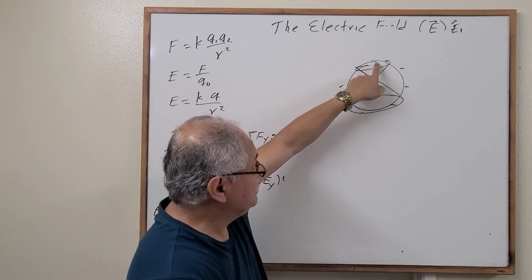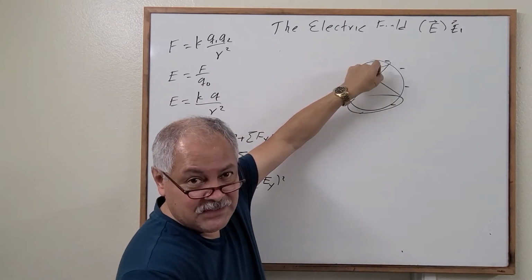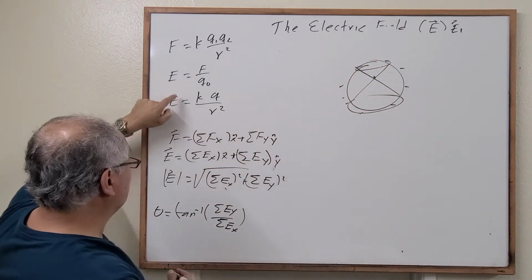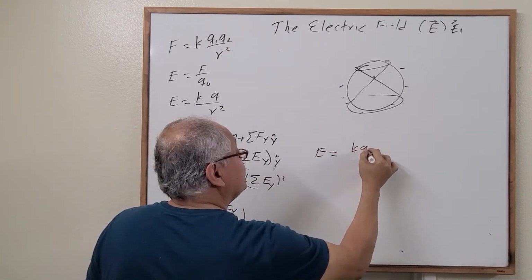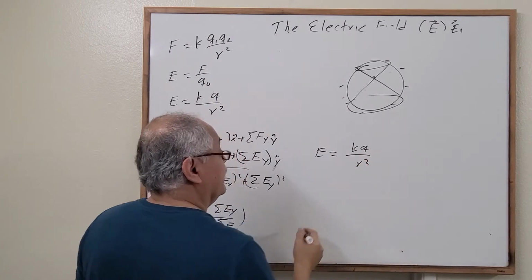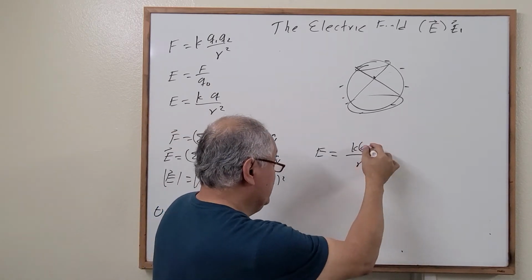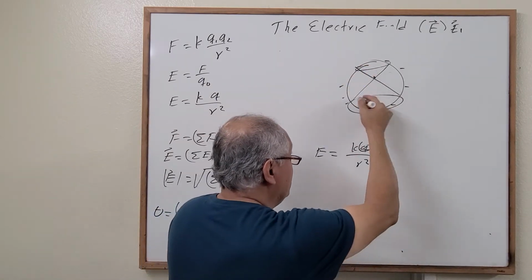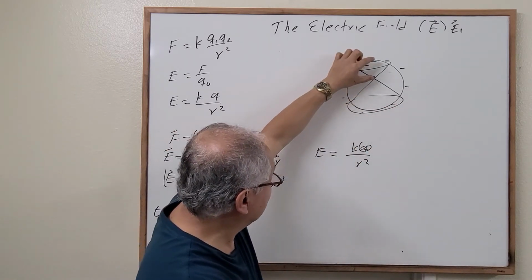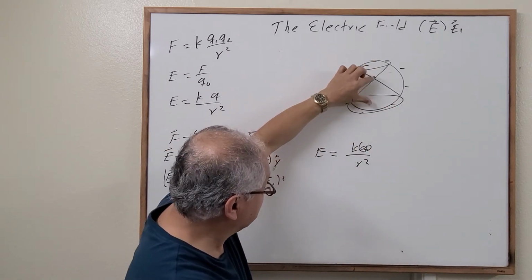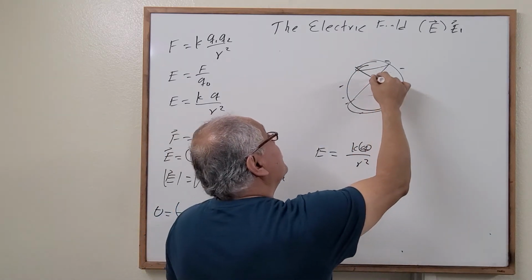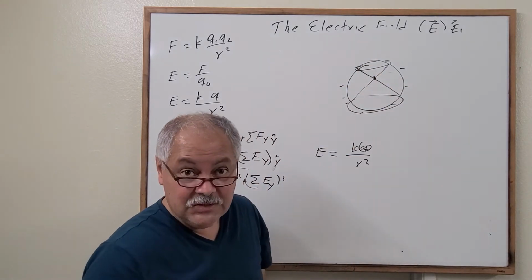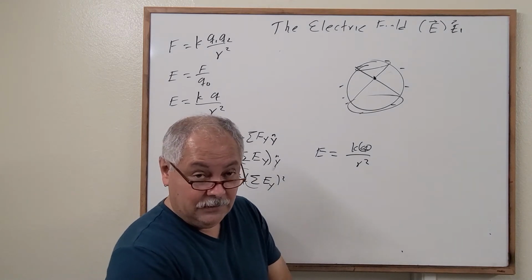Right here we have less charge, but the distance is less. Remember, the formula is this one: the electric field is equal to k times charge divided by r squared. The charge right here is less than the charge right here, right? But the distance is less than the distance right here. So it's found that at the end, the electric field is also equal to 0.